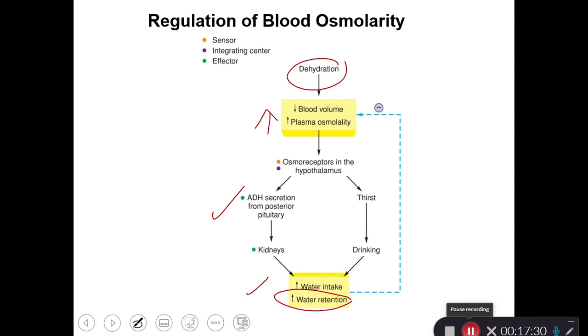In addition, if you have dehydration, you will feel thirsty. And by water intake, by drinking, this will add water to your circulation, and both increasing water retention and drinking will help your osmolarity go down to the normal direction. So this is a kind of negative feedback mechanism.